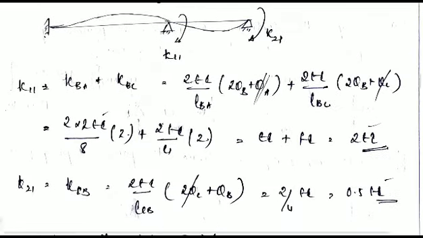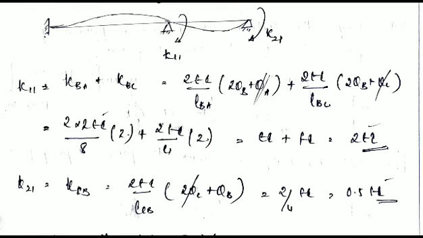Similarly, due to application of the first rotation at joint B, the rotation at C will be calculated in this form, that is K21. K21 means the member connected with the second joint is only CB. So KCB equals 2 EI divided by LCB, into 2 theta C plus theta B. We know this rotation is created due to the unit rotation applied at joint B, so only theta B will be active. Other than this, the remaining will be 0, so theta C is taken as 0 here.